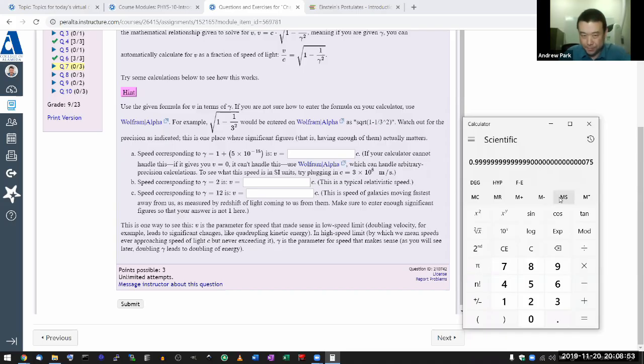Let me put that into memory. 1 minus that number in the memory. Take the square root of that. That's my V. Something that's very close to 10 times 10 to minus 8. So I guess that's 10 to minus 7.